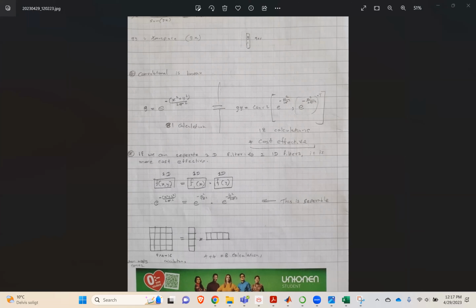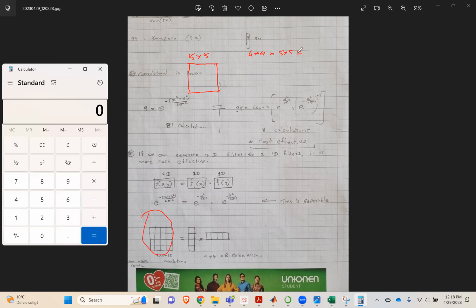So if our original image is 5 by 5, let's draw a small 5 by 5: 1, 2, 3, 4, 5, and in this direction also 1, 2, 3, 4, 5. So this is our original image. When we apply this filter, for every pixel we need to do 4 by 4 calculations. Then for the whole image, that is 5 by 5, what's the amount we will get? 25 into 16. We need to do 400 calculations in this way.